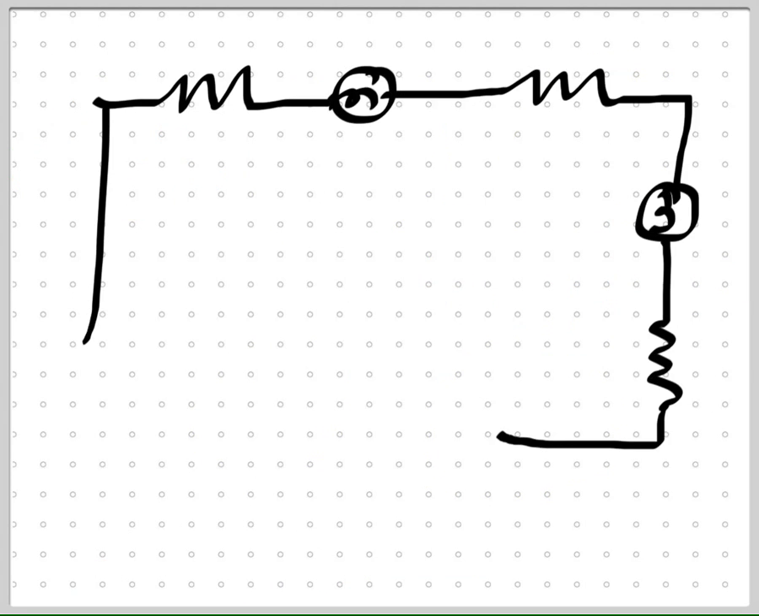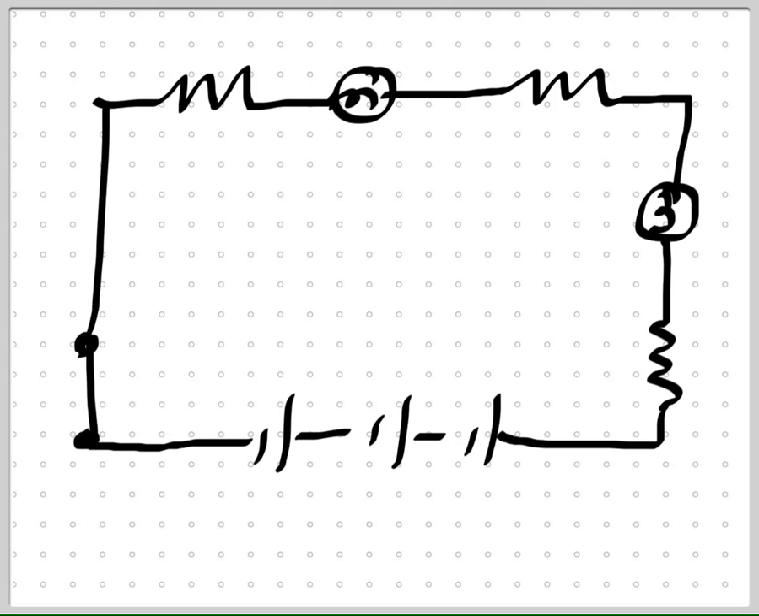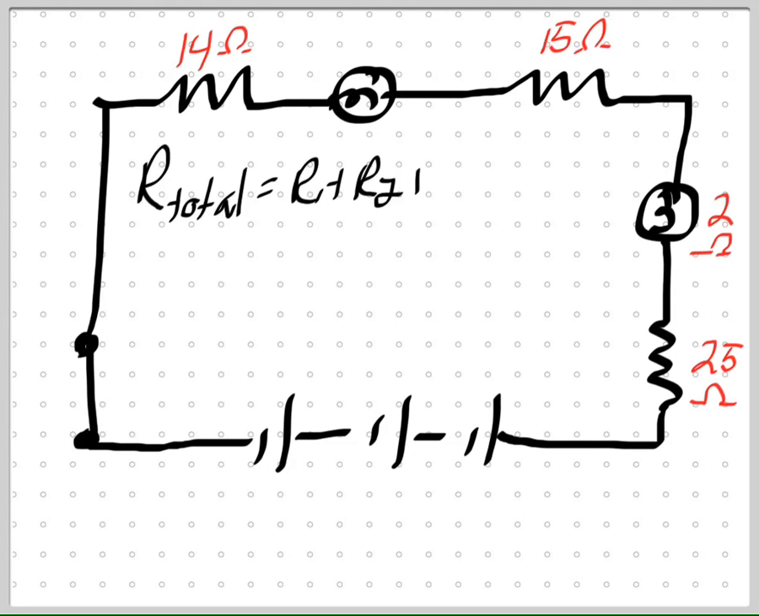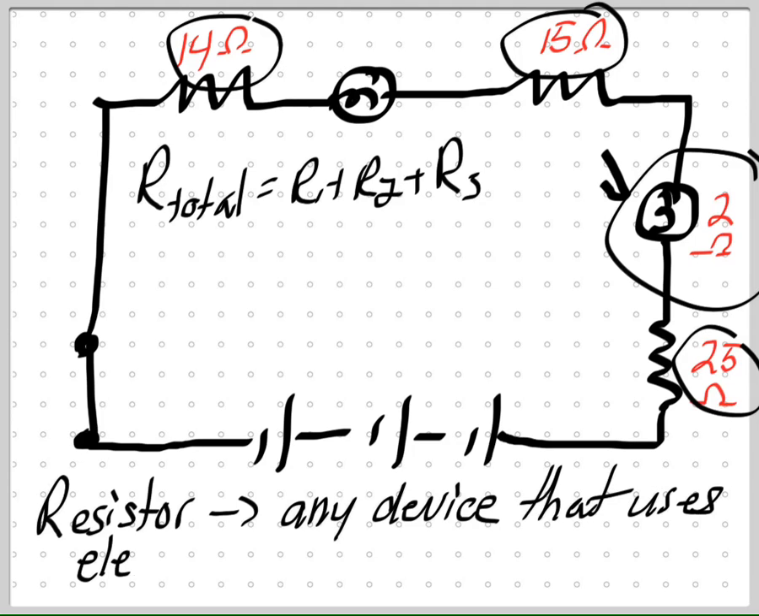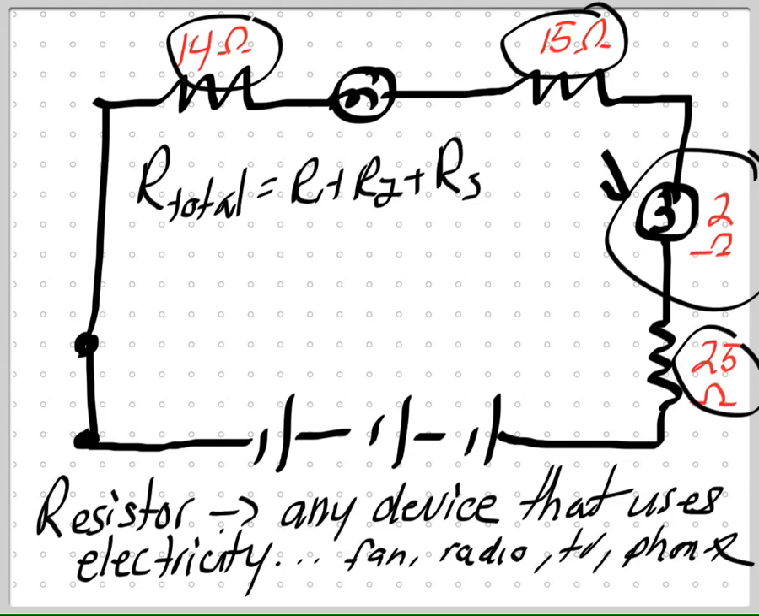Next. Here's another one. This is another series circuit. And I got all of my ohm resistors, or my resistors. By the way, this light bulb over here is also a resistor because a resistor is any object or device that uses electricity. You might want to include this in your notes. If you don't have it, write it somewhere so you know. So anything like a fan, a radio, a TV, a phone, anything that uses electricity is a resistor.